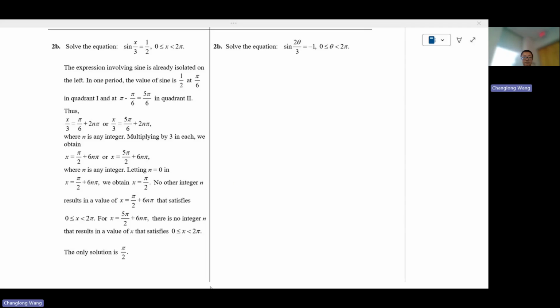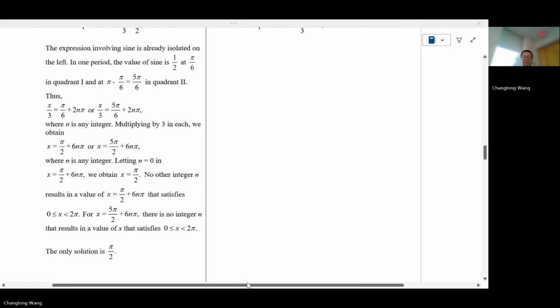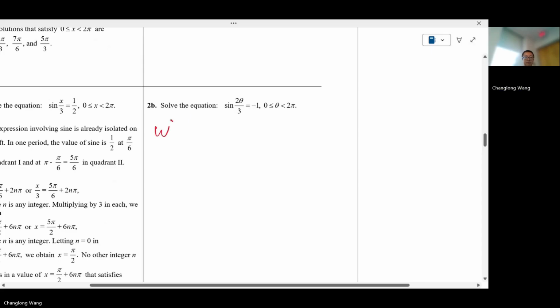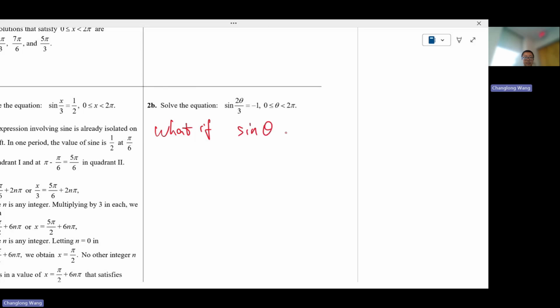So I'll say, what if the equation is like sine of theta is -1? Would you guys be able to figure out what theta is in a general way? Because it's not going to be only one angle, right? It will be infinitely many. So how would you find out the angle theta?